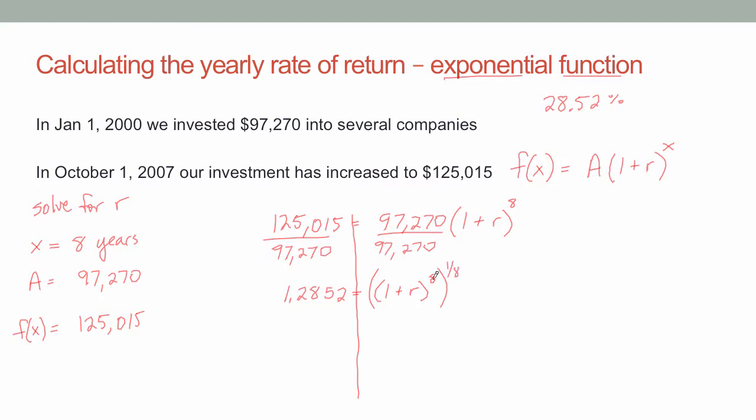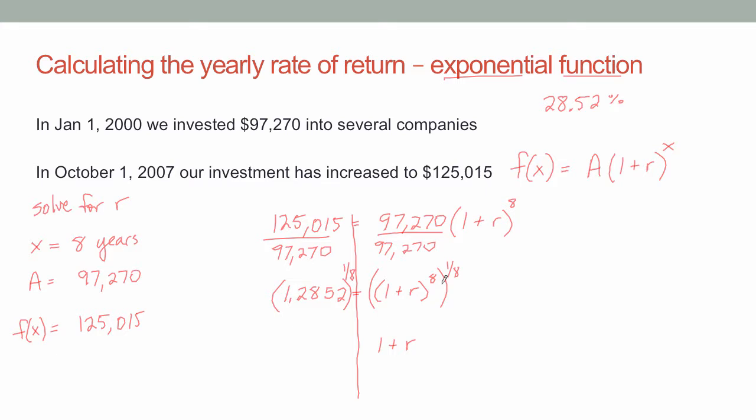Power of a power rule says I multiply those together. 8 times 1/8 is going to be just 1. So it's to the first power. So all I have left is 1 plus R. The 8th and 1/8 undo each other. But if I do it on the right side, I've got to take the left side to the 1/8 power as well.